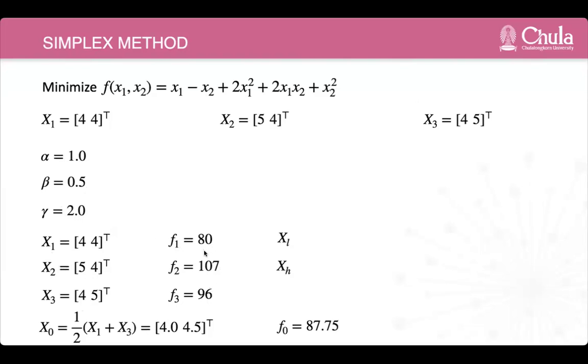Which one is the best? X1, right? We minimize it. What is the worst? F2, right? So we call the best one XL, okay, lowest. And this one is XH, okay, the highest. So we should move away from XH, right? But we will project it through the centroid, okay?